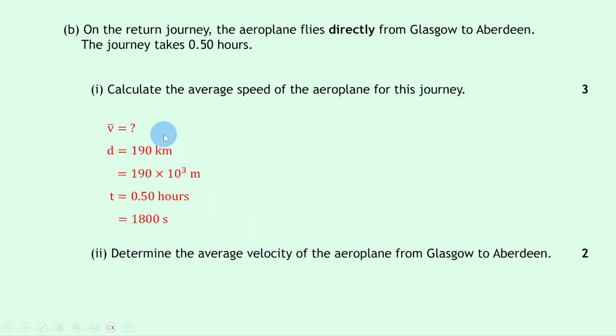Now writing down the equation relating average speed, distance and time, we have d equals v bar t. Substituting in the numbers gives 190 times 10 to the 3 equals v bar times 1,800. To get v bar on its own, we need to divide both sides by 1,800. Doing that in your calculator should give you an answer for v bar of 110 metres per second.